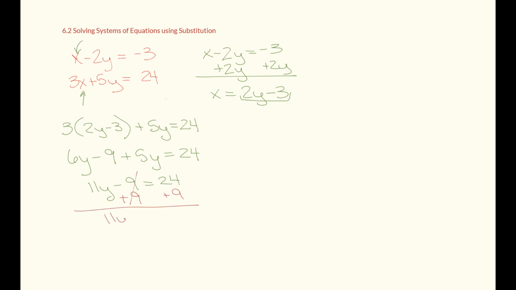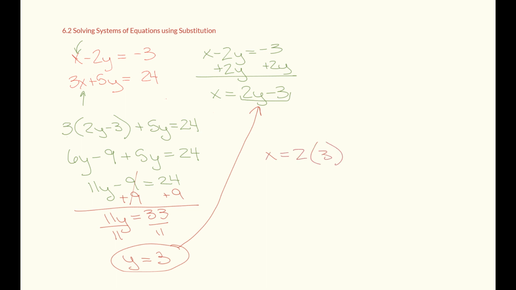When I do, I get 11y equals 33. And then to get the y by itself, all I have to do is divide by 11. So I get y equals 3. Now that you know what y equals, you can plug that in right here or substitute it. So I've got x equals 2 times y, which is 3, minus 3. So x equals 2 times 3 is 6, minus 3, x equals 3.